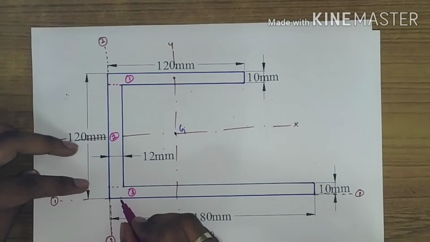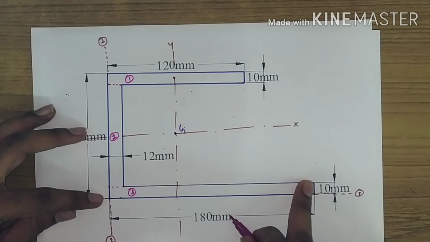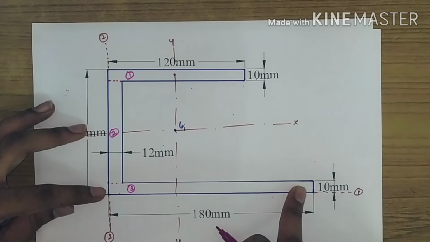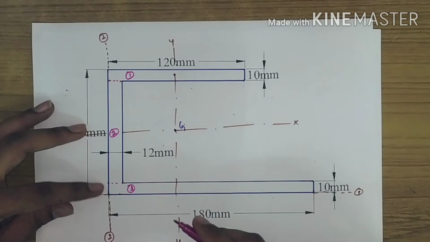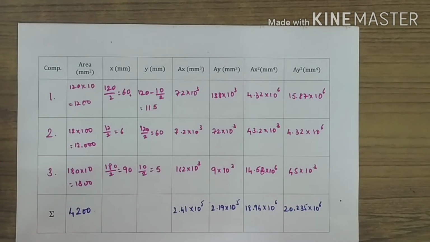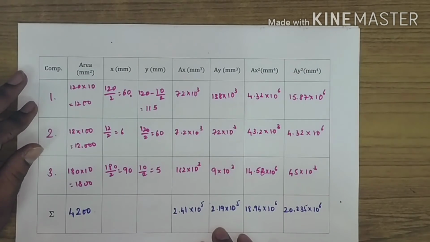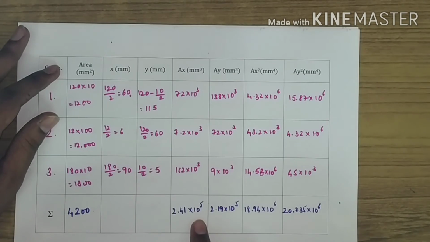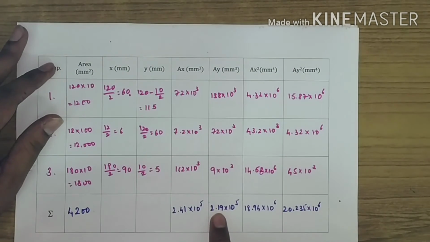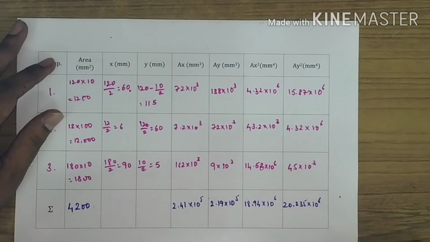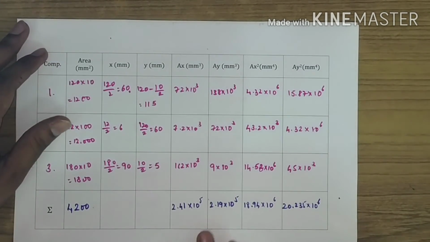Similarly, for the third component, area is 180 into 10, and x bar will be 180 by 2 and y bar will be 10 by 2. And similarly calculate ax, ay, ax square and ay square. I have just computed all the values. So these are the summations: 4200, ax is 2.41 into 10 power 5, ay is 2.19 into 10 power 5, ax square is 18.94 into 10 power 6, and ay square is 20.235 into 10 power 6.